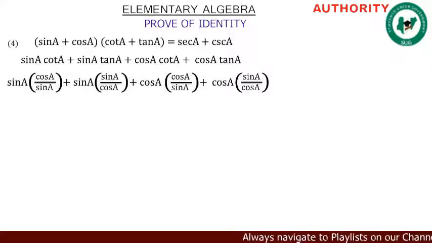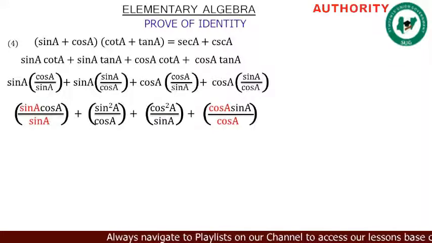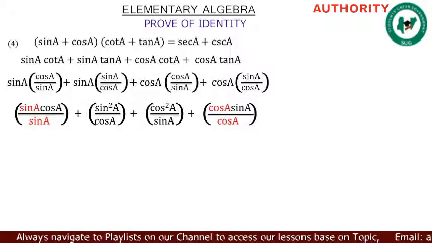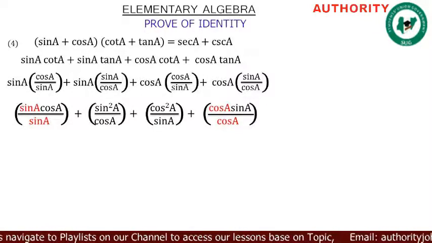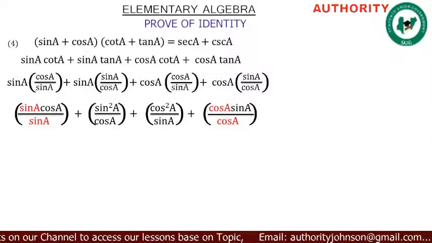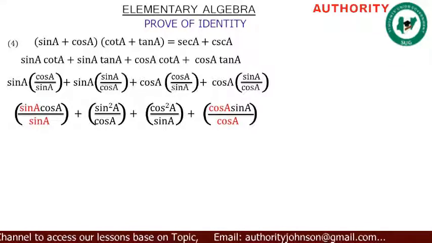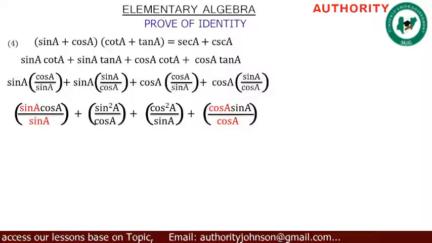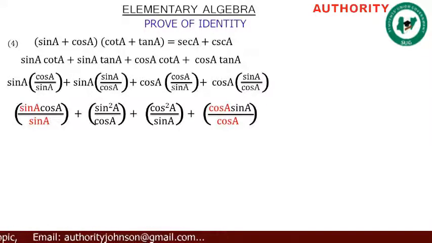All right, good. Let's use the value outside to open the bracket. Sine A times cos A gives us sine A cos A all over sine A. Then plus, sine A times sine A gives us sine squared A all over cos A. Plus cos A times cos A gives us cos squared A all over sine A. Plus cos A times sine A gives us cos A sine A all over cos A. We put all in bracket, right?